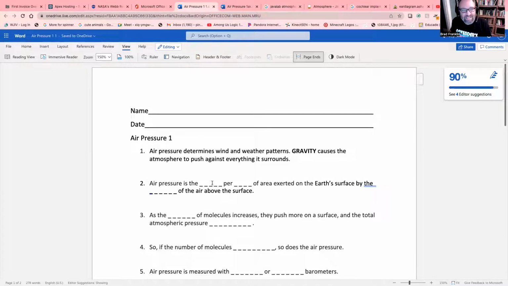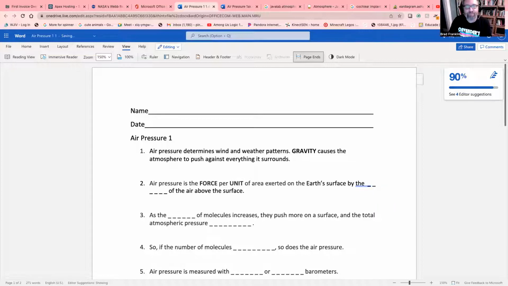All right, now listen to this. Air pressure is the blank per blank of area exerted on the Earth's surface by the blank of the air above the surface. There's 3 of them on this one. Okay, but there's only 8 questions, so it's very easy. All right, air pressure is connected to gravity. And what is gravity? Gravity is a force. Exactly right. Force per unit.